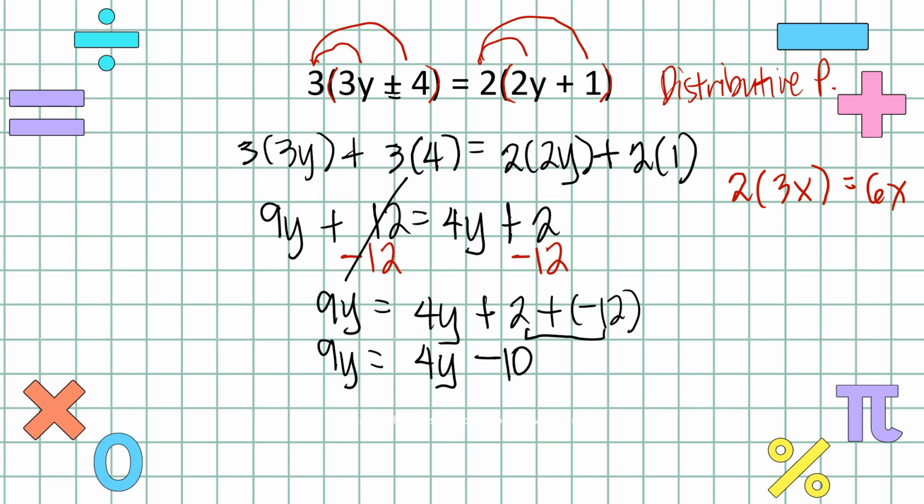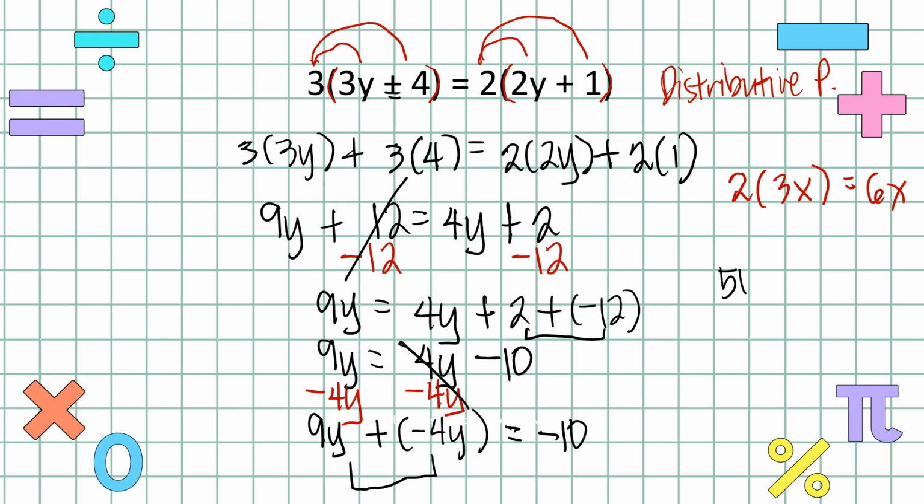And lastly, let us also add a negative 4y on both sides. So we'll have 9y plus a negative 4y as equal to, this will become 0 or cancelled, negative 10. So 9y plus negative 4y is simply 5y, equal to negative 10. Lastly, divide both sides by 5. So we can remove the 5 here, and y will be equal to negative 2.